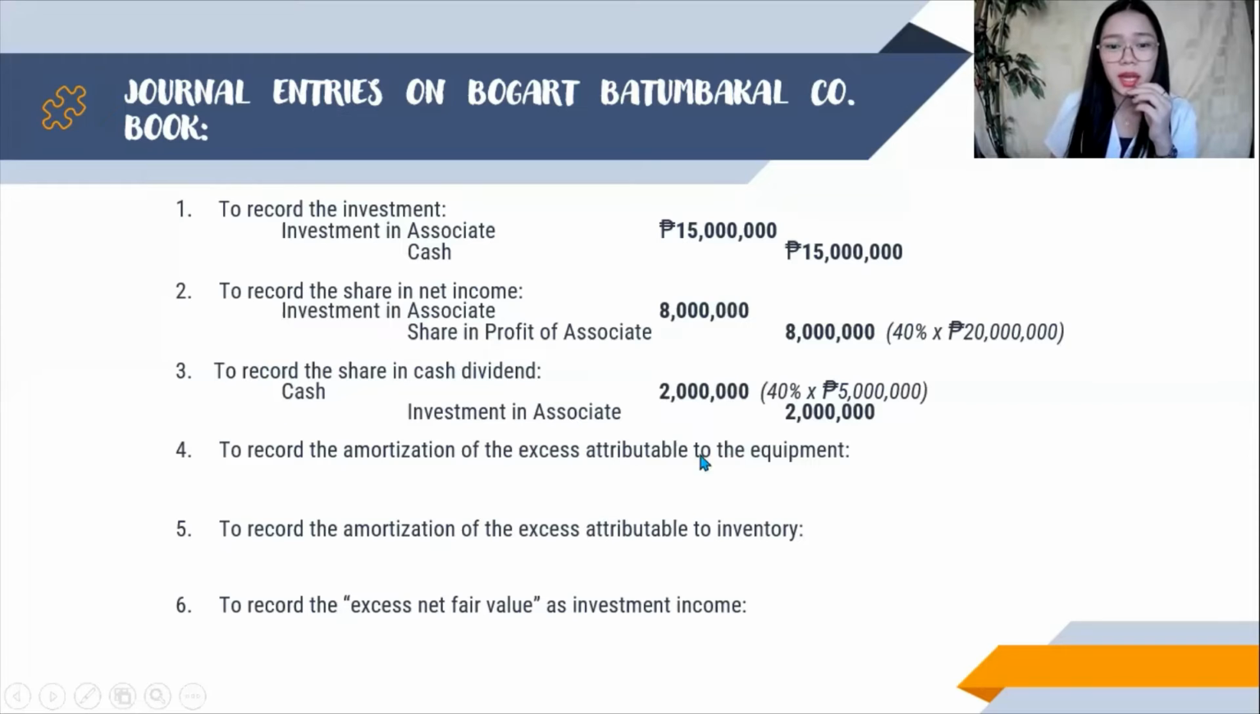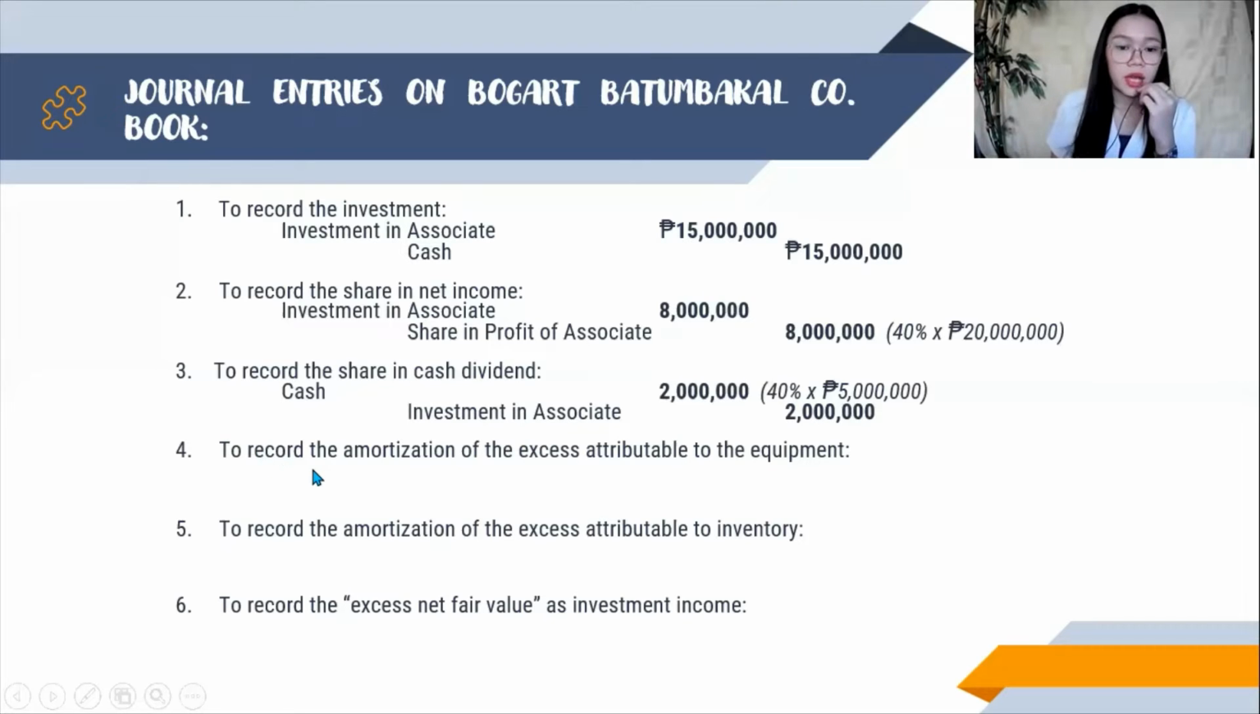So, kumbaga, ang nangyari dito is nagkaroon ng reduction sa ating investment or kumbaga return. Nagkaroon ng return sa ating investment in associate. So, nagkaroon lang po ng return yung nangyari dito.